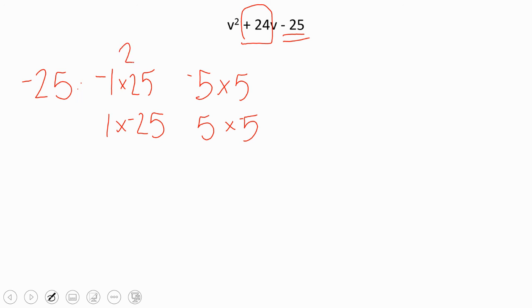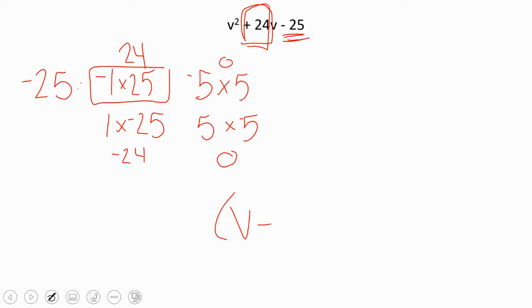Negative 1 plus 25 is 24. 1 and negative 25 gives us negative 24. And then this will give us 0. So the factors: negative 1 times 25 is negative 25, and negative 1 plus 25 is positive 24. So now your factors here are v minus 1, you need negative 1, and v plus 25, you need to have a positive 25. Negative 1, positive 25.